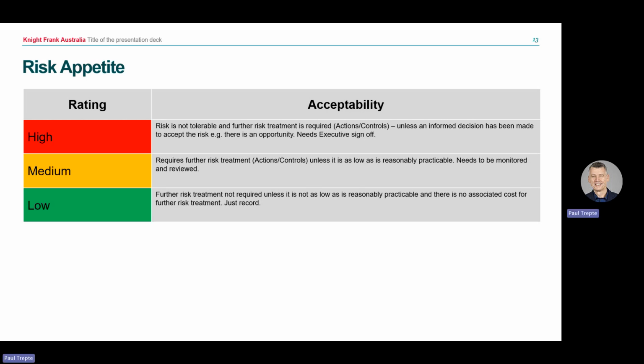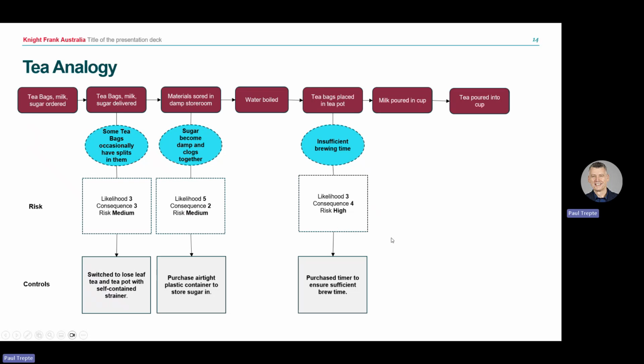Now, I just want to go back to our tea analogy, just to give you an example of this, and then we'll talk around some real life examples. So we said earlier, in making a cup of tea, we have ordered some tea bags, milk, sugar, and these have been delivered to us, to our cafe that we're running.